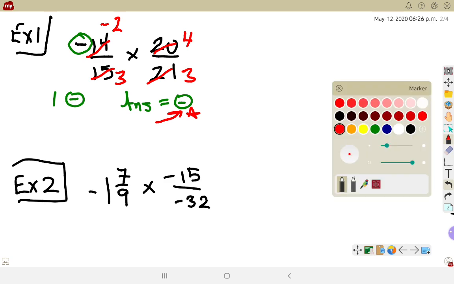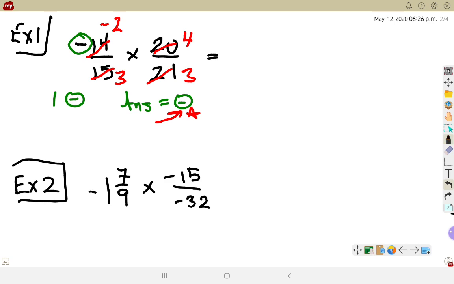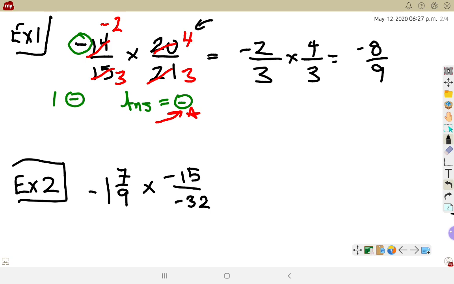So now we have everything in lowest terms, and you don't need to rewrite it, but I will just for the purpose of our example, so we can see what's happening. I've changed my fraction, so instead of being negative 14 over 15 times 20 over 21, I've reduced everything and changed it to negative 2 over 3 times 4 over 3. And that's going to give me negative 2 times 4 is 8, 3 times 3 is 9. So negative 8 over 9, already in lowest terms because I removed all of my common factors before multiplying. And as well, it's a proper fraction, so I don't need to change anything to mixed.